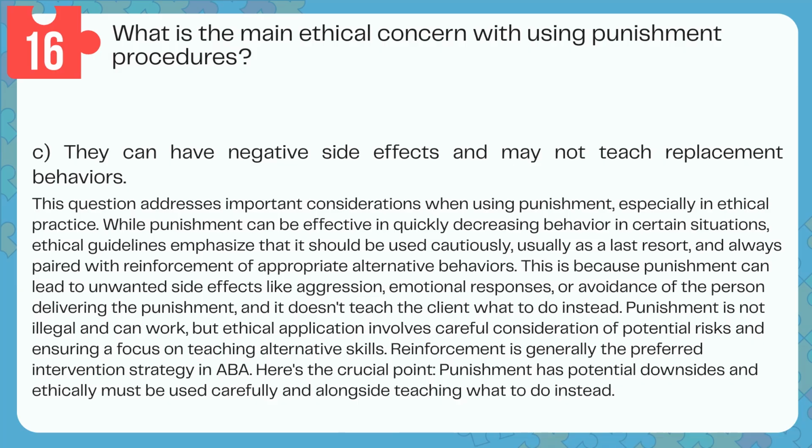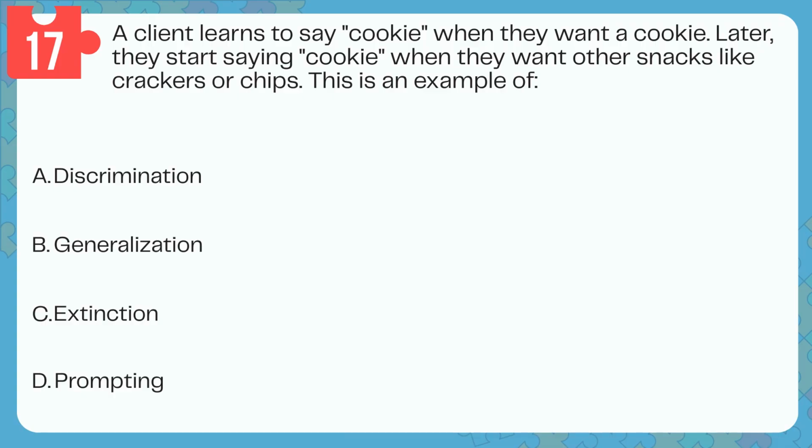Question 17. A client learns to say "cookie" when they want a cookie. Later, they start saying "cookie" when they want other snacks like crackers or chips. This is an example of: A. Discrimination, B. Generalization, C. Extinction, D. Prompting.